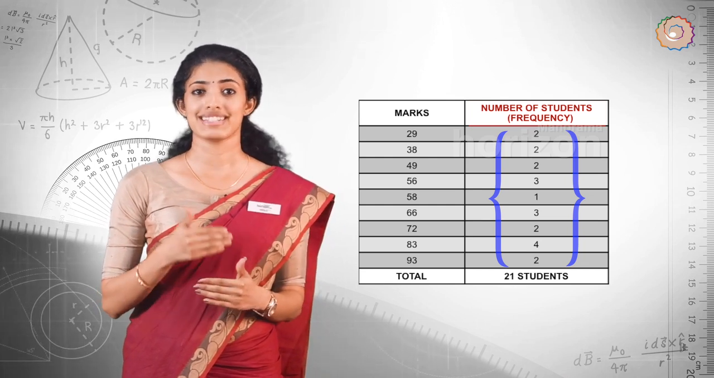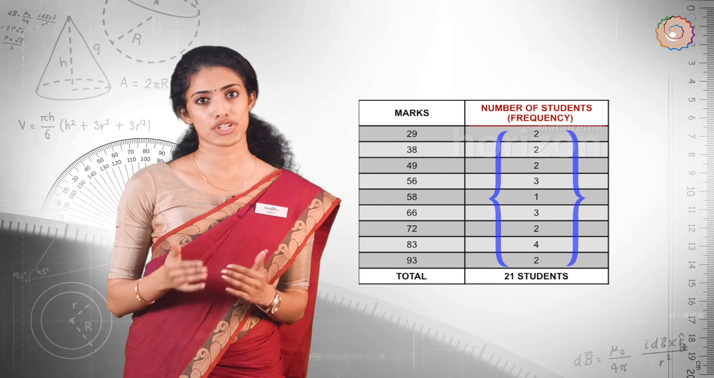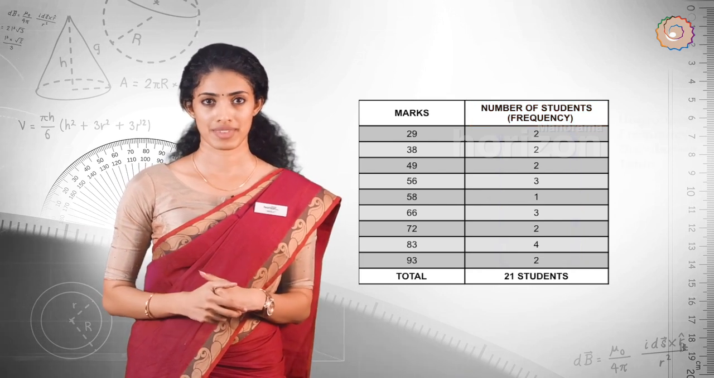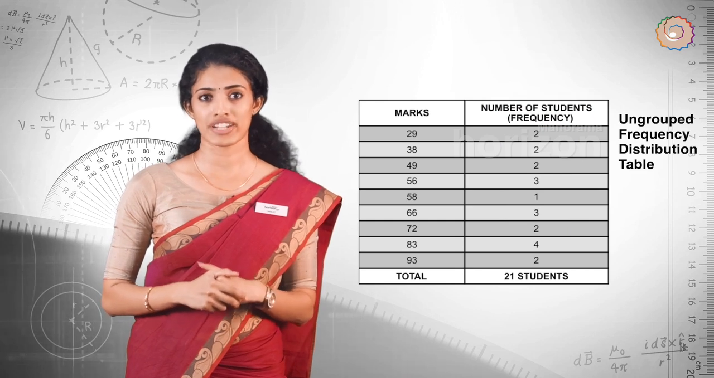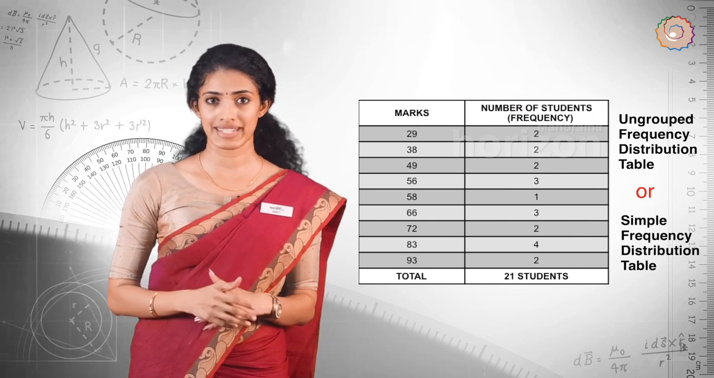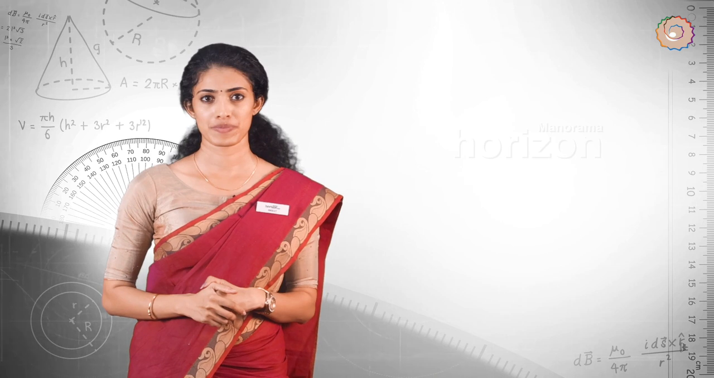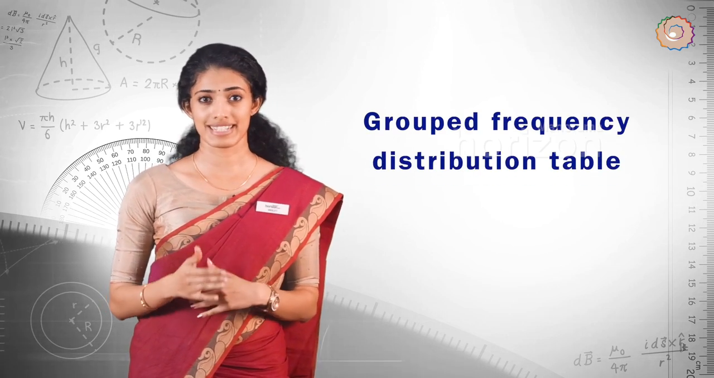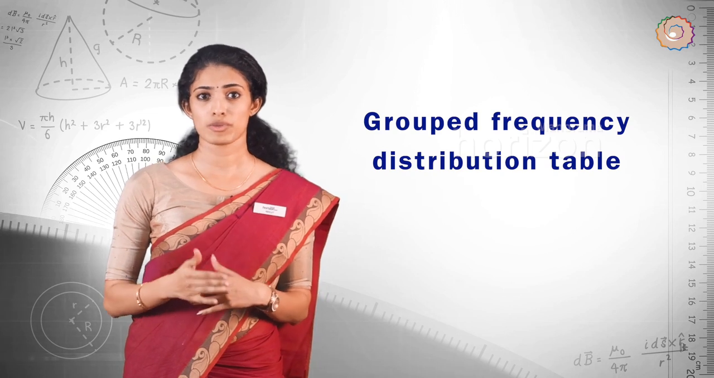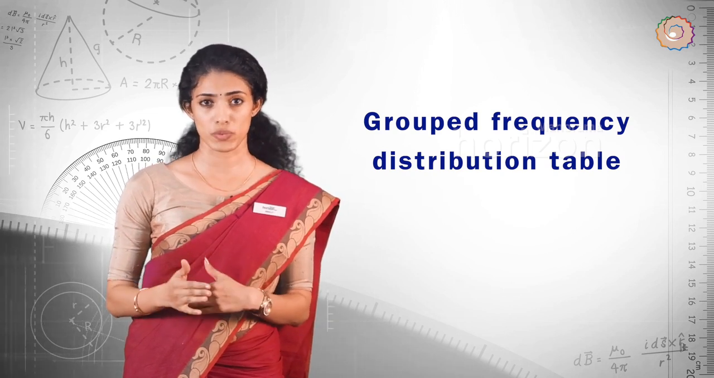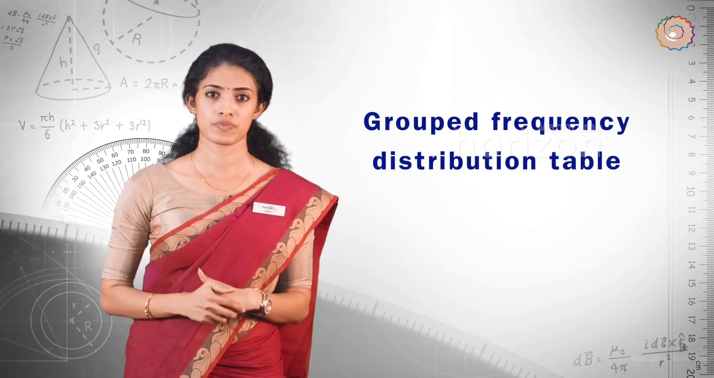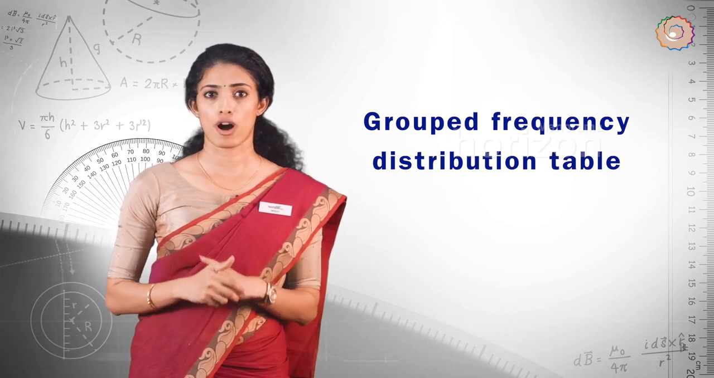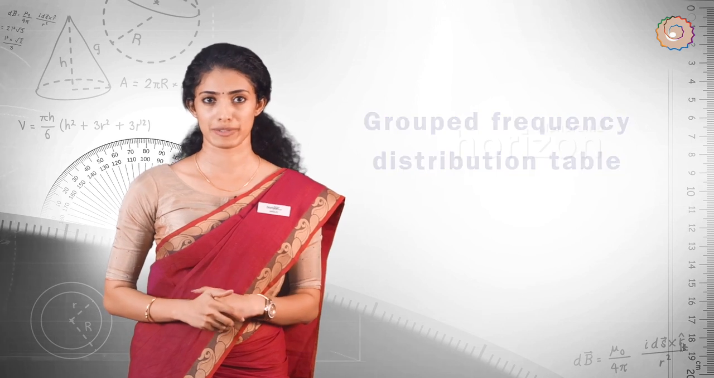To make the data more understandable, we write the data as shown in the table and finally total the number of students to 21. This is called an ungrouped frequency distribution table or simply a frequency distribution table. So what is a grouped frequency table? A grouped frequency table is nothing but data formed by aggregating individual observations of a variable into groups, which is discussed in future grades. Here, we concentrate on the ungrouped frequency distribution table.